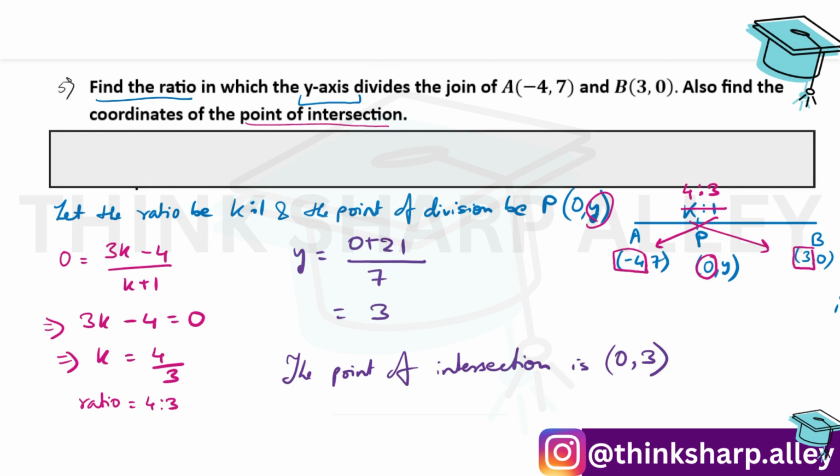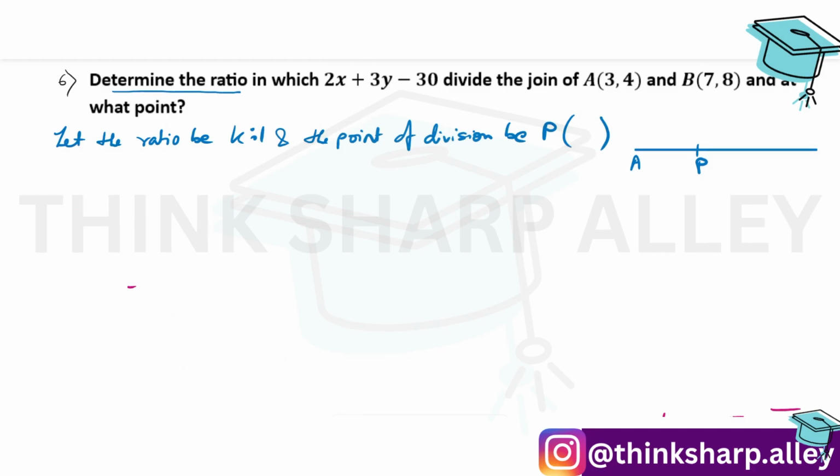Now the sixth problem is slightly of advanced type. So let me clear my screen and come back to you. This is our sixth question where we have to find out the ratio. So our first statement remains the same. Let the ratio be k is to 1 and the point of division. So previously the point of division was lying on y-axis. Now the point of division is lying on, this is a line, so it should be an equation. So equal to 0 was missing. So let me put it over there.